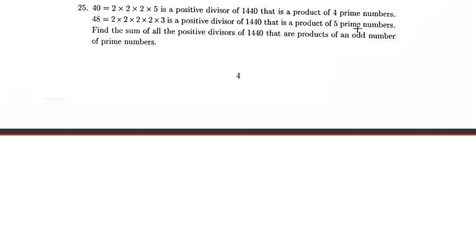That is a product of 5 prime numbers: 1, 2, 3, 4, 5. Find the sum of all the positive divisors of 1440 that are products of an odd number of prime numbers.